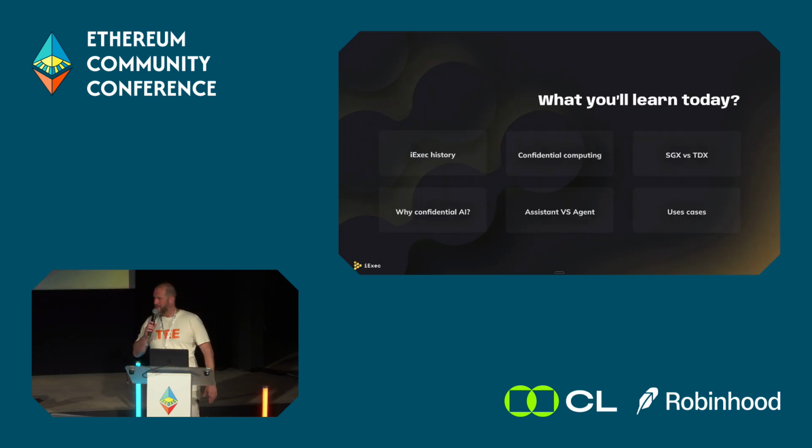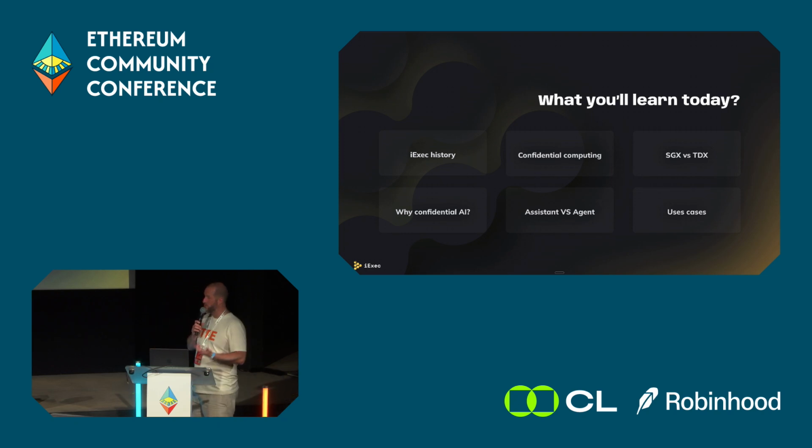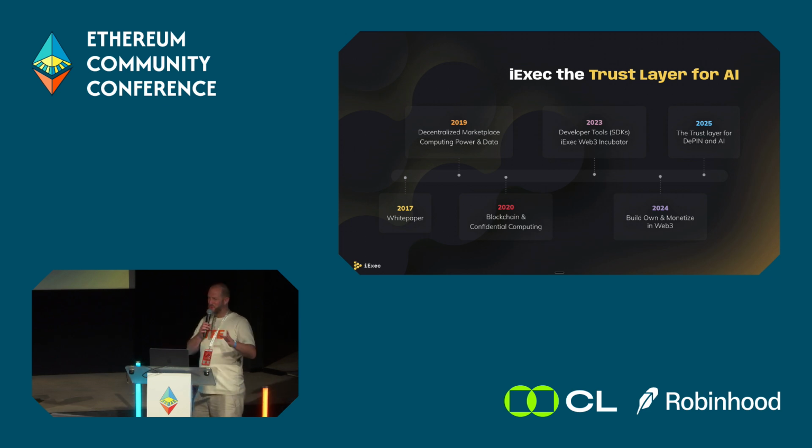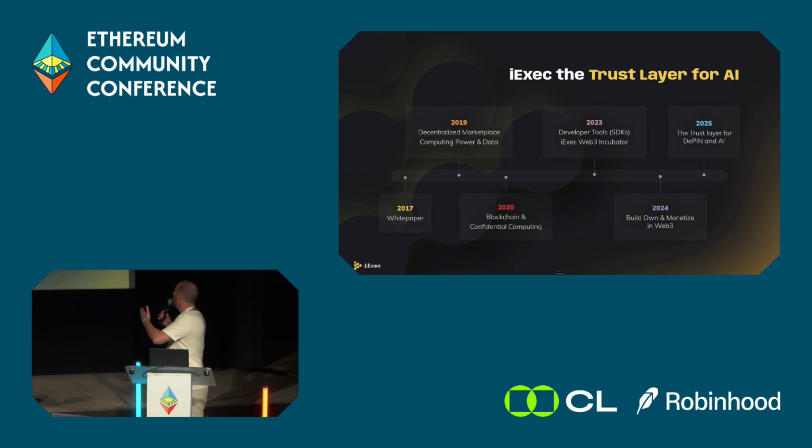So over the next 10 minutes, I will talk a bit about the iExec history and confidential computing, because you need to understand what confidential computing is first before talking about confidential AI, and we're going to talk too about use cases. But first, quick overview. We started in 2017. We are OG in crypto. We passed through 2 bear markets, then decentralized marketplace, blockchain, and confidential computing, and everything comes together. It comes together and leads to the trust layer for DePIN and AI.